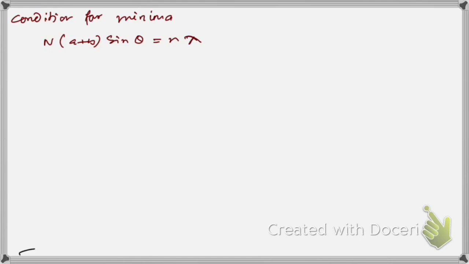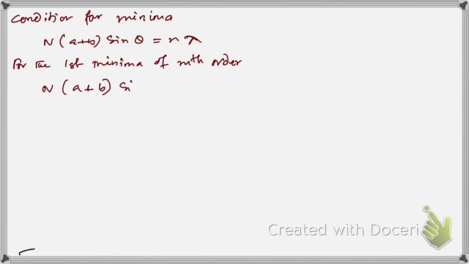Now you see, for the first minima of mth order, that will be given by n a plus b sine theta m plus d theta m is equal to m capital N plus 1 lambda. This is equation number 3. Let me tell you how.